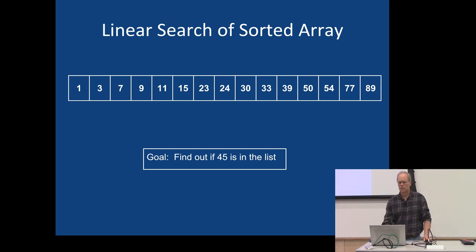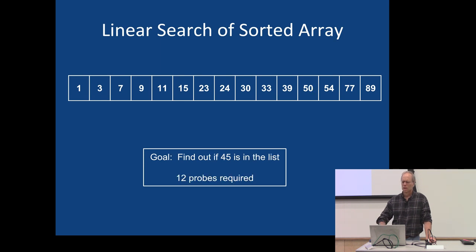So let's see. We look in the array, we compare 45 to 1, we imagine a loop doing this, and that's not it. And we look at 3, at 7, at 9, 11, 15, 23, 24, 30, 33, 39, and finally we hit the 50, and we know that there's no point in continuing. And we can report it's not in the array because it's sorted. And I don't know if I counted right, 1, 2, 3, 4, 5, 6, 7, 8, 9, yep, 12 probes. So we had to look at 12 places in the array.